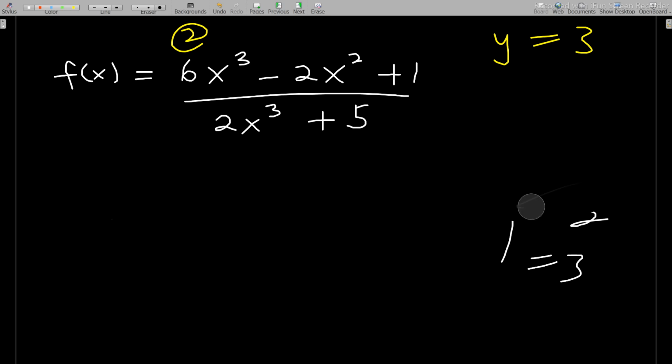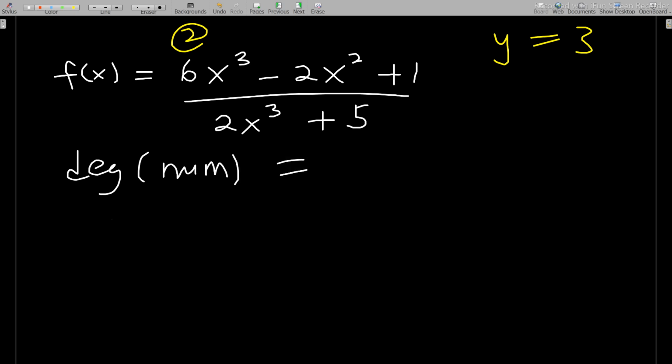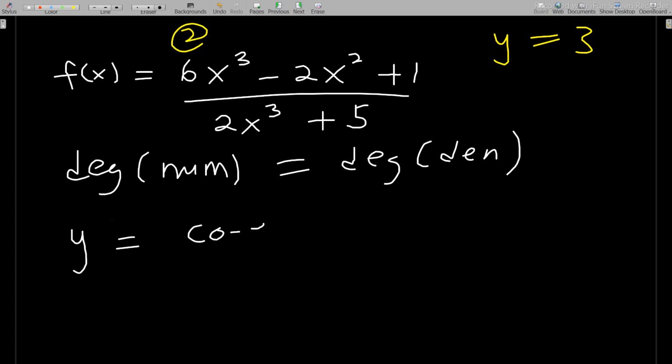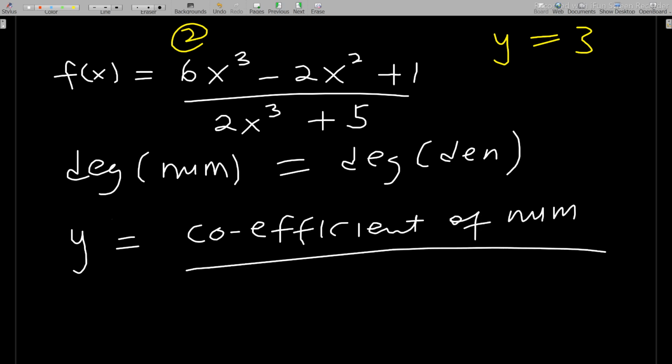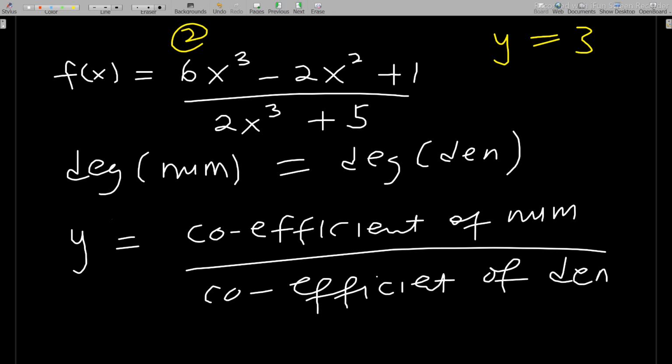Okay, now with this, whenever the degree of the numerator is equal to the degree of the denominator, as the highest degrees, and they are the same, the horizontal asymptote is y equals the coefficient of the highest degree of the numerator over the coefficient of the denominator degree. That is how it works.